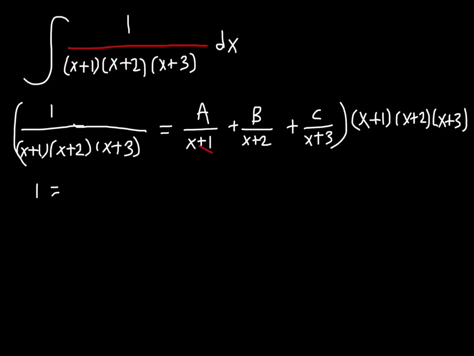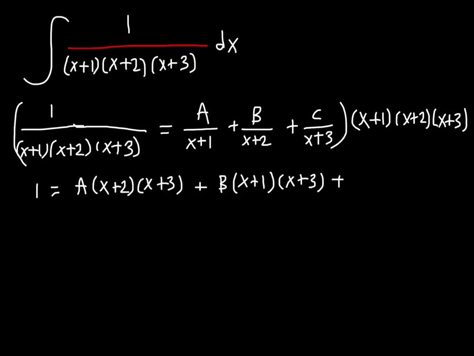And for this, this cancels out. So I just have a times x plus 2 times x plus 3, plus, and then for b, the x plus 2 cancels out, which is just b times x plus 1 times x plus 3, plus, for c, the x plus 3 and x plus 3 cancel, so it's c times x plus 1 times x plus 2.